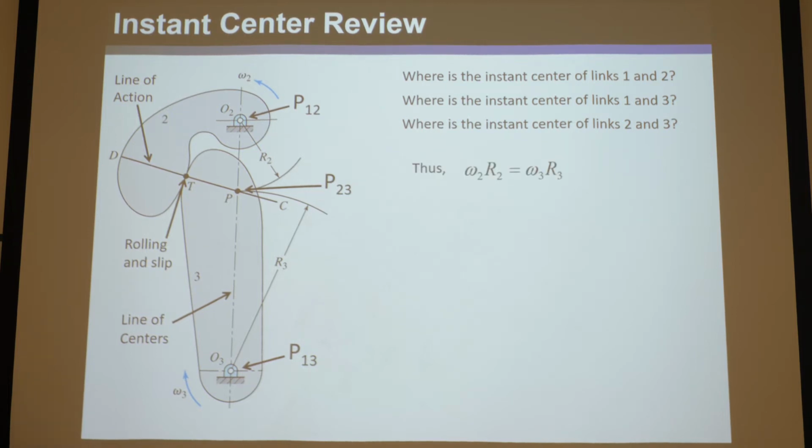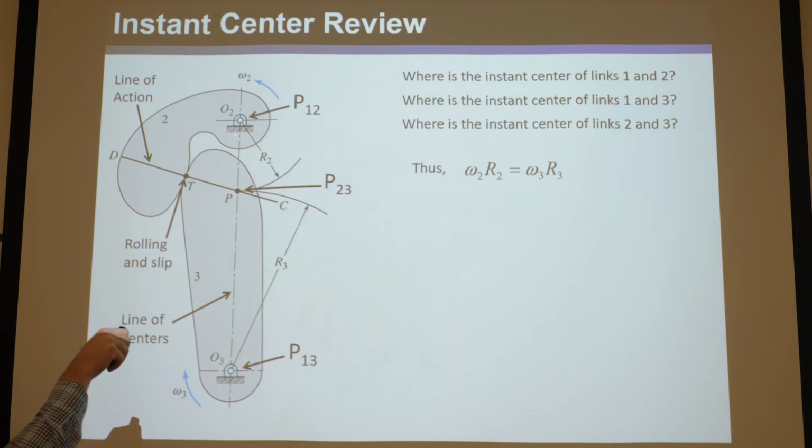Thus, because we know from Arnold-Kennedy and from deduction that that is the instant center between bodies 2 and 3, we also know that's where they both have the same velocity. So if this was a point P on link 2, that velocity would be the same as if it was a point on link 3. So you can calculate this equation from that.